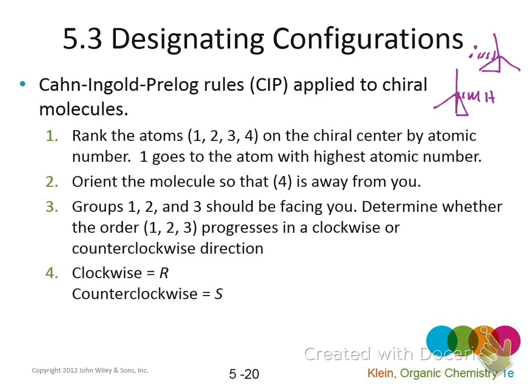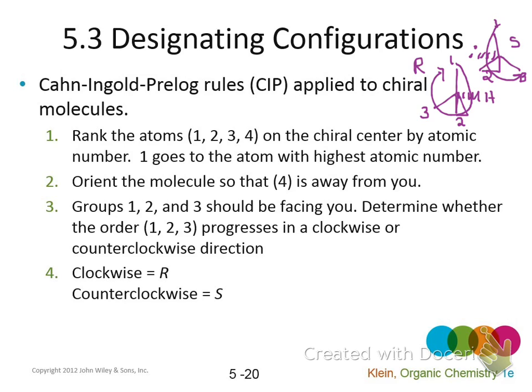And then what you do is you take the groups that are facing you and you determine whether the progression of highest to lowest of the remaining groups is going in a clockwise direction or counterclockwise direction. So if I was looking at this one as 1, 2, and 3, right? The progression is going like this, and that's R. Okay. On the other hand, if it was 1, 2, and 3, then it would be this way, and then it would be S, because it's a counterclockwise turn.